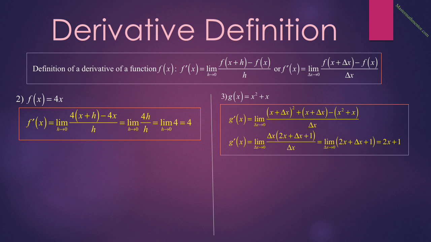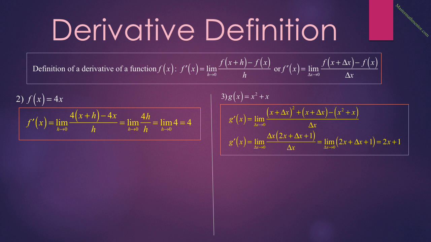In problem 3, we changed the notation a little bit. g of x is equal to x squared plus x. So g prime of x will equal the limit. And this time we'll use delta x. As delta x approaches 0 of (x plus delta x) quantity squared plus delta x minus the quantity x squared plus x. Now, as we saw before, we have to do a lot of expansion and then cancellation.